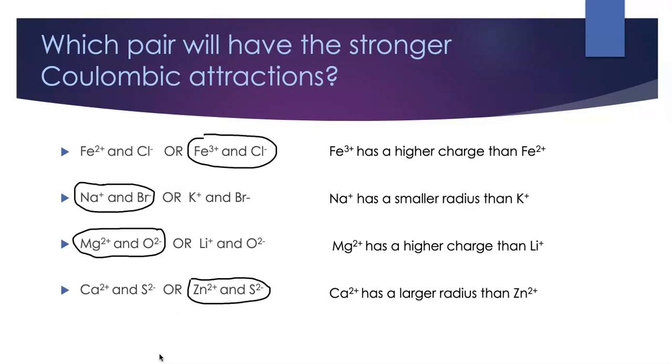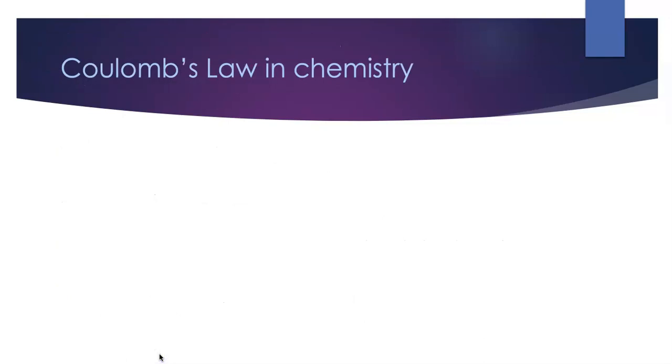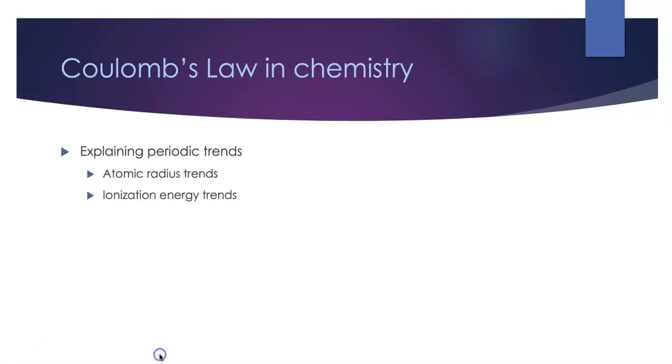There are a lot of things we can ask about in terms of Coulombic attractions. We do use it a lot in chemistry. It shows up in many different places. So explaining why periodic trends occur comes down to Coulomb's law. So your atomic radius trends, your ionization energy trends, you need to be able to correlate these patterns into those trends for an explanation. Talking about photoelectron spectra, if you're taking AP chemistry and your teacher's talking about this, Coulomb's law can help explain what we see with those spectra as well.